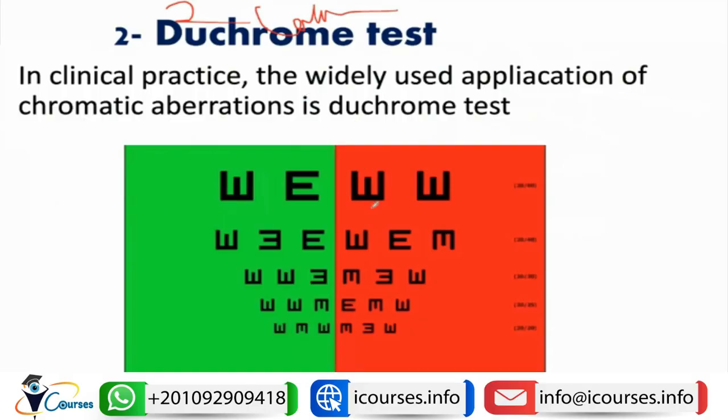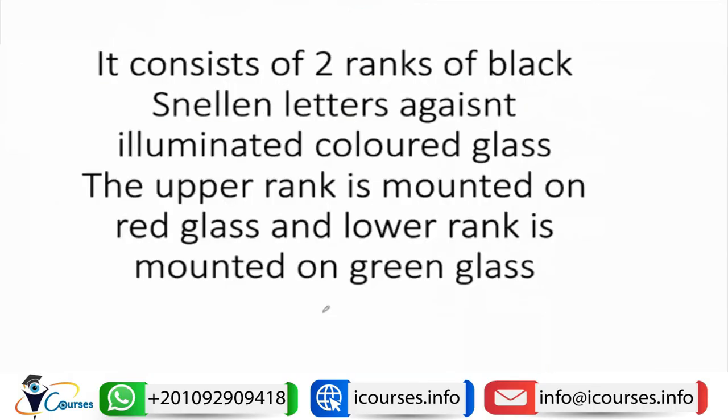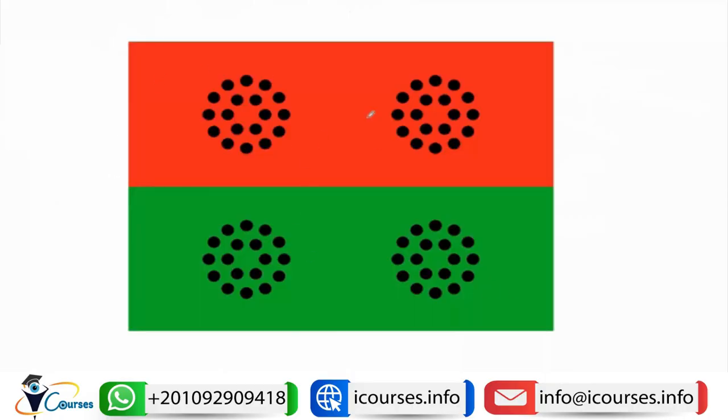It is a test that is used to know if the patient is more myope or more hypermetrope by presenting two different ranks of colors, the red and the green, and asking the patient to compare between the letters or the optotypes in these two ranks. These two ranks can be horizontal like this, or it could consist of two ranks of black Snellen letters against illuminated color glass. It could be upper and lower or right and left. So there can be different shapes or patterns of the duochrome test.